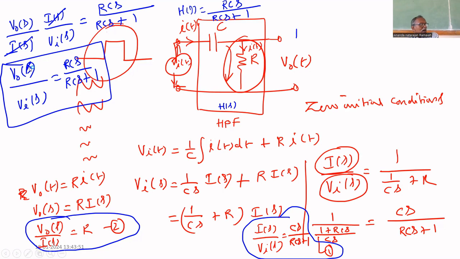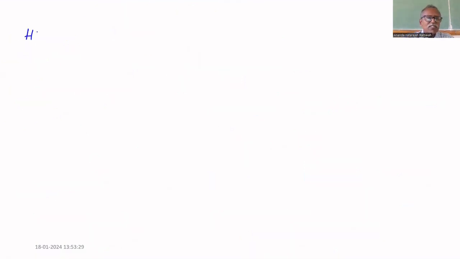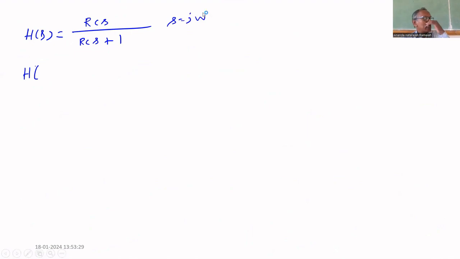That gives high frequency. That's why it is called high pass filter, because it passes high frequency. Let us check. If you replace, H of S equal to RCS divided by RCS plus 1. What is the sinusoidal transfer function? H of J omega. Am I correct? You have to substitute S equal to J omega. If you substitute, then it is called sinusoidal transfer function.